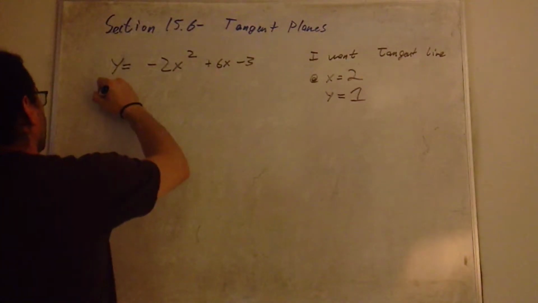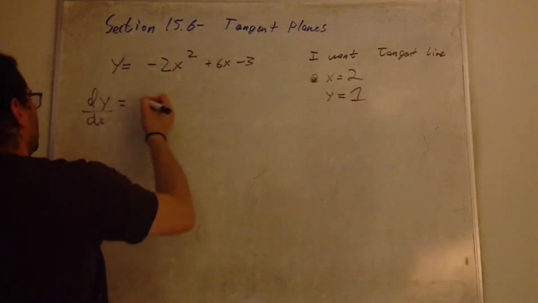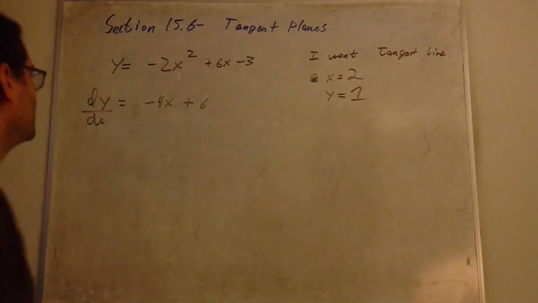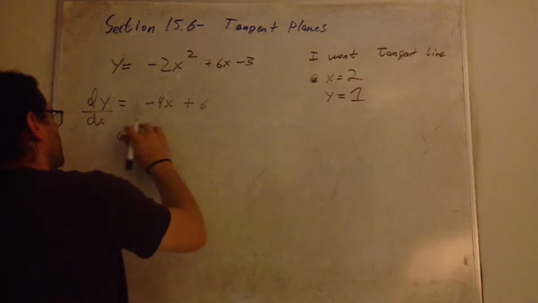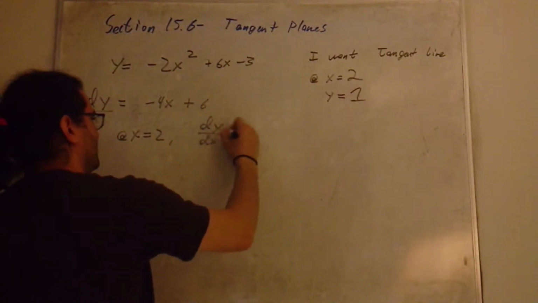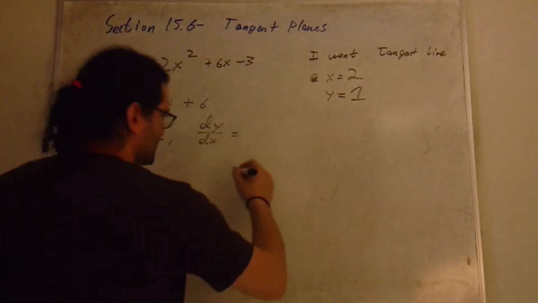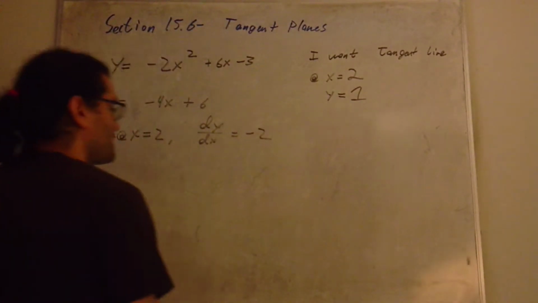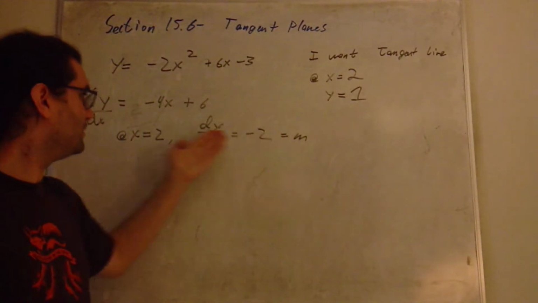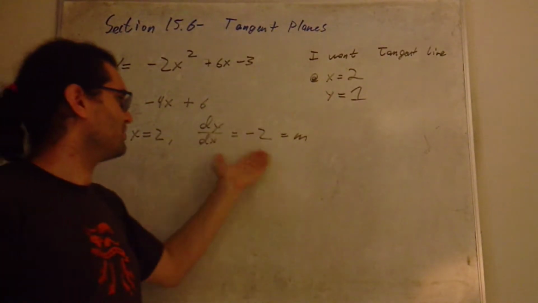And now I need a slope. The slope I can get by finding the derivative. I'm not going to use y prime, I'm going to use dy/dx. The derivative is negative 4x plus 6. No surprises there. At x equals 2, the derivative is negative 8 plus 6, which is negative 2. So this is my slope. You can get your slope by finding the derivative and evaluating the derivative at your point. Very straightforward there, still no surprises.